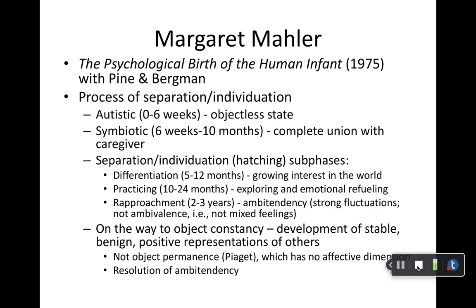And she describes this process as having 4 stages: autistic, symbiotic, separation-individuation, which is also the name of the 3rd stage and the name of the process itself. It's a little confusing. And the 4th stage is called on the way to object constancy. Let's talk about each of these stages a bit more.